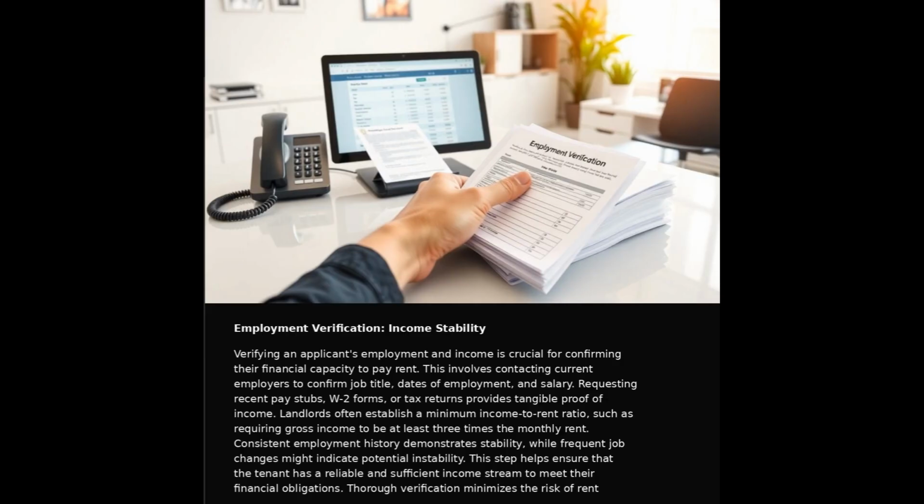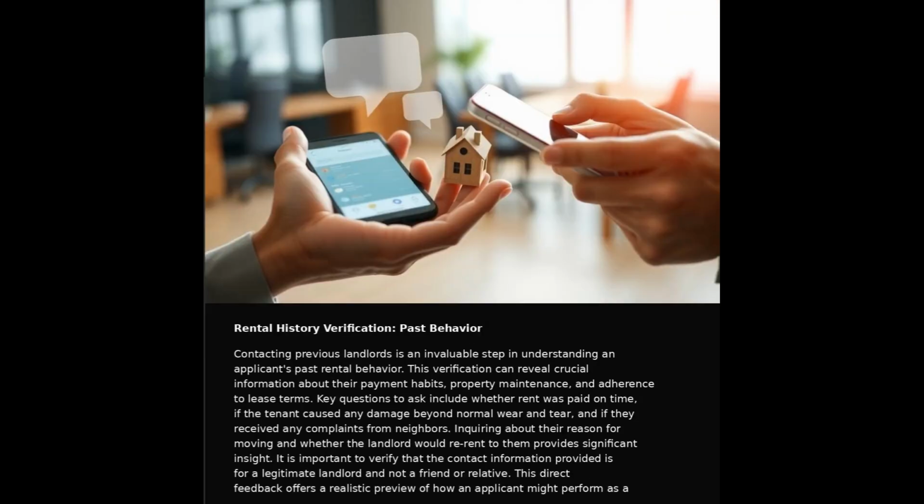Landlords often establish a minimum income to rent ratio, such as requiring gross income to be at least 3 times the monthly rent. Consistent employment history demonstrates stability, while frequent job changes might indicate potential instability. This step helps ensure that the tenant has a reliable and sufficient income stream to meet their financial obligations. Thorough verification minimizes the risk of rent default. Rental history verification.